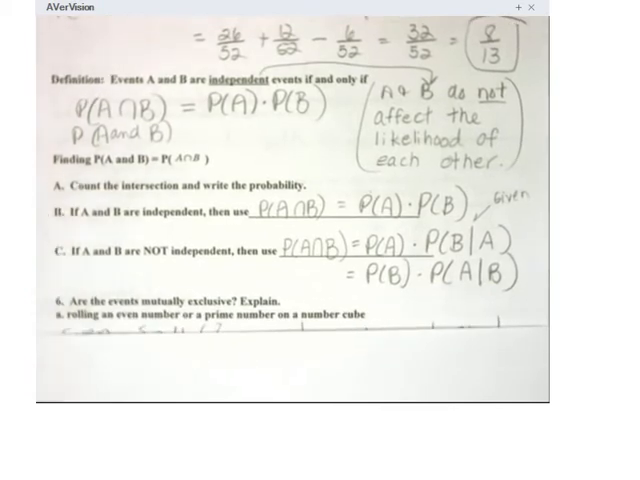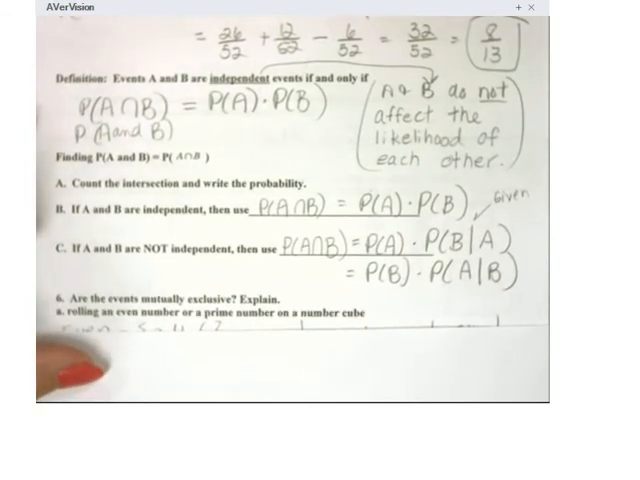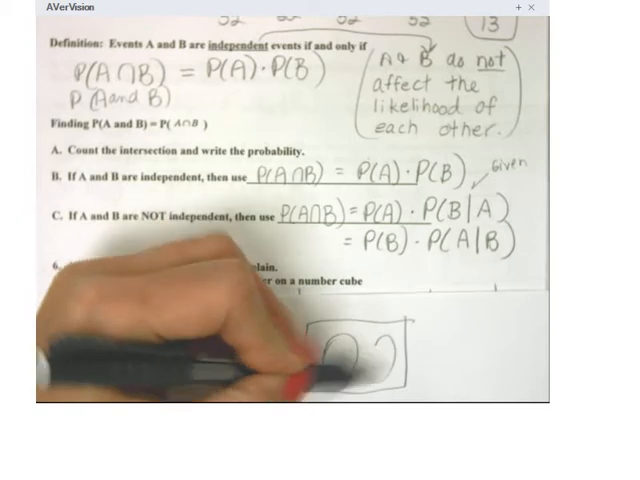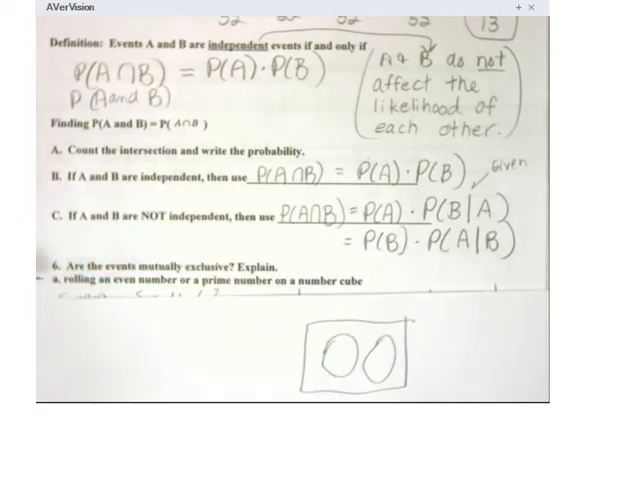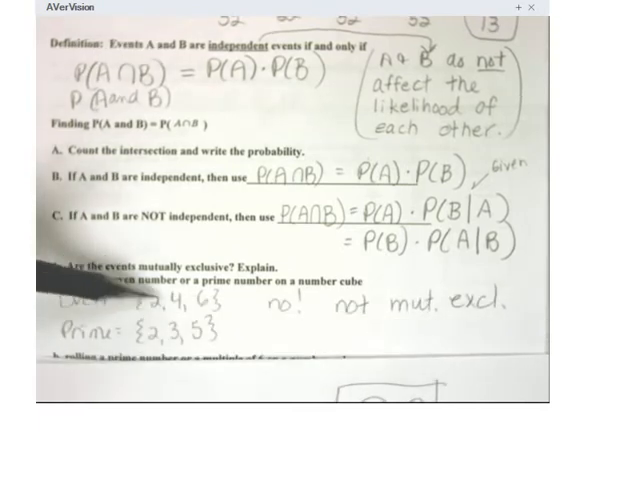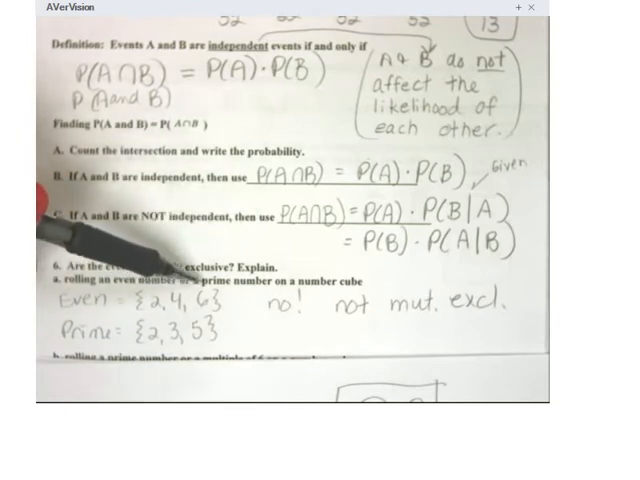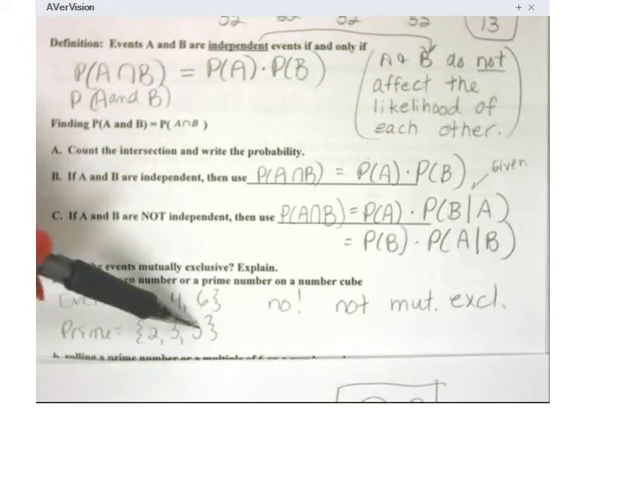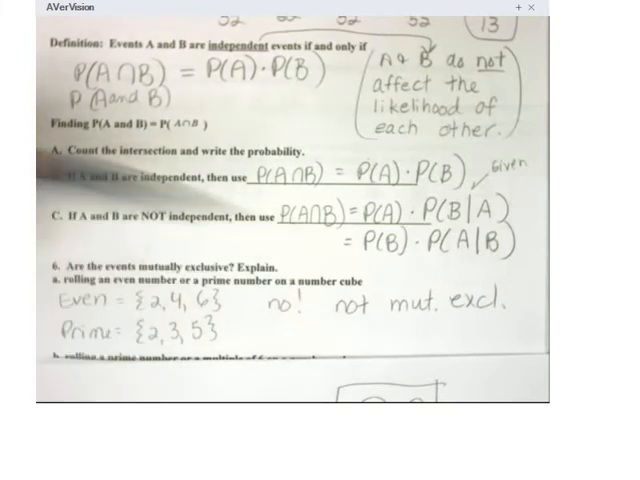So we want to look at these events and find out whether they're mutually exclusive or not. We'll go back and look at that definition first. Remember, mutually exclusive means that, picture-wise, you have two events and they cannot happen at the same time. So, rolling an even number or a prime number on a number cube, meaning a die. An even number is going to be the 2, 4, 6. Prime numbers are numbers bigger than 1, so the prime numbers when we roll a die would be a 2, a 3, or a 5. And we can see that they have overlap. Therefore, these two events are not mutually exclusive.